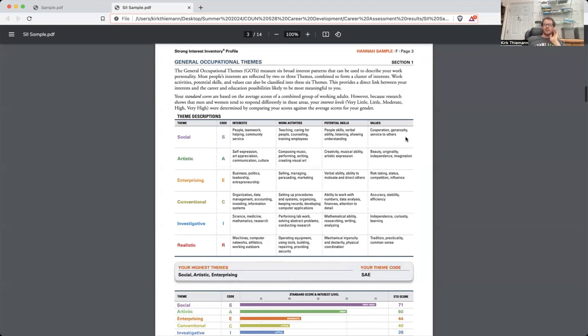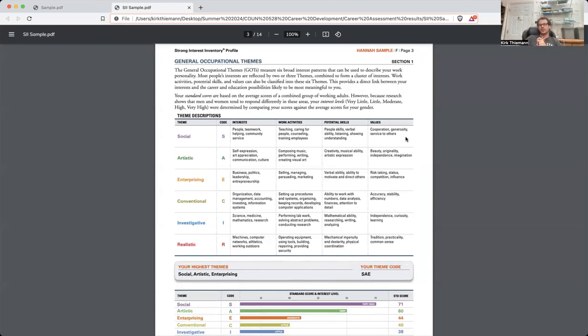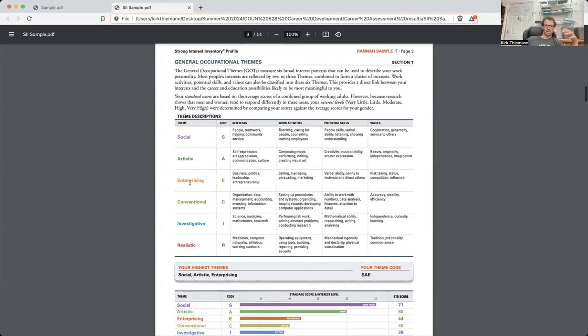Okay, without further ado, the Strong Interest Inventory is like a funnel, a really big funnel. It talks about overarching concepts and then goes down to the really specific careers, similar to the MBTI. So the first pages of information are going to be pretty general. But this is specific to the Hannah sample. So for Hannah, the highest interest area was social, then artistic, enterprising, etc.